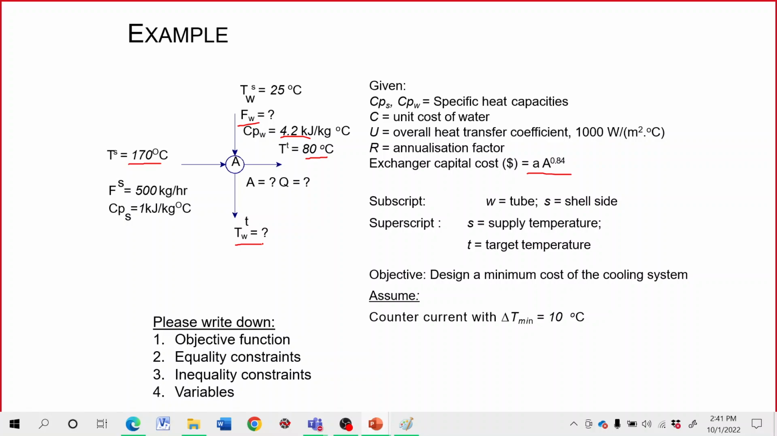I'll give you like 5 minutes or so. Just try to spend 5 minutes to write down the objective function, equality constraints, inequality constraints, and variables, and then I will call you out loud, so that you can at least explain to the team what you think on each of these four items.